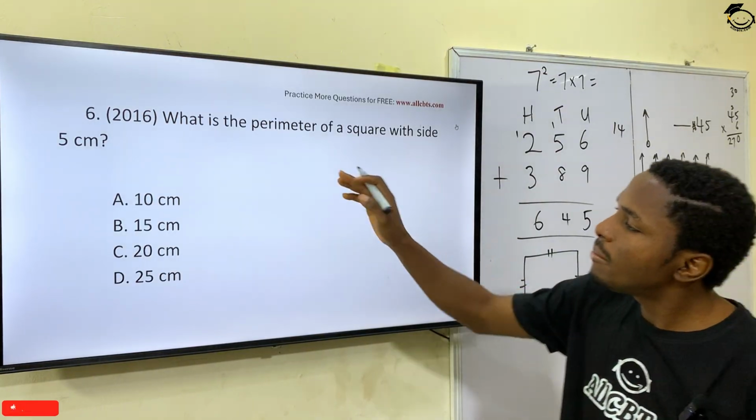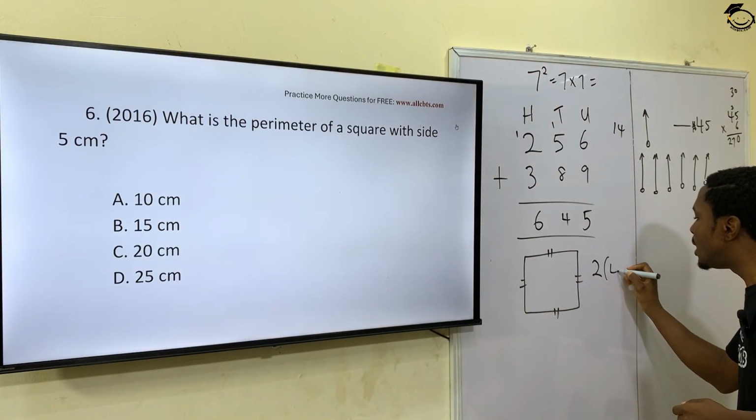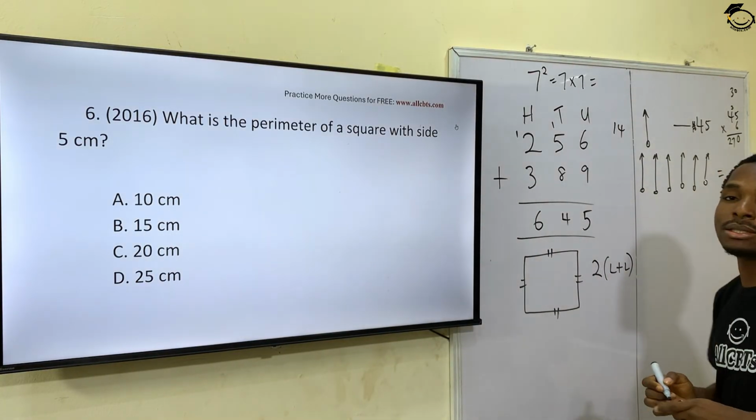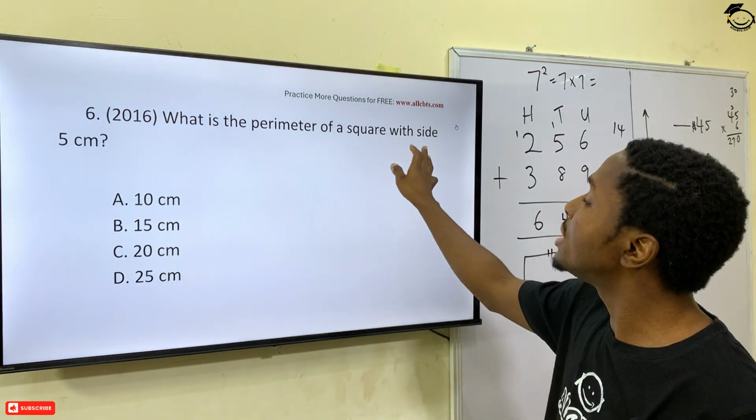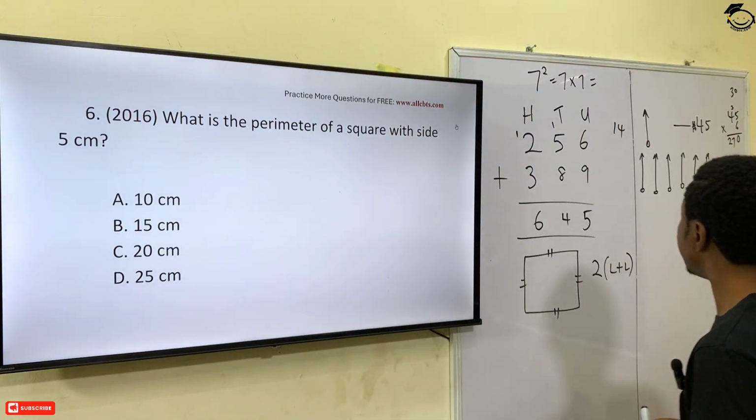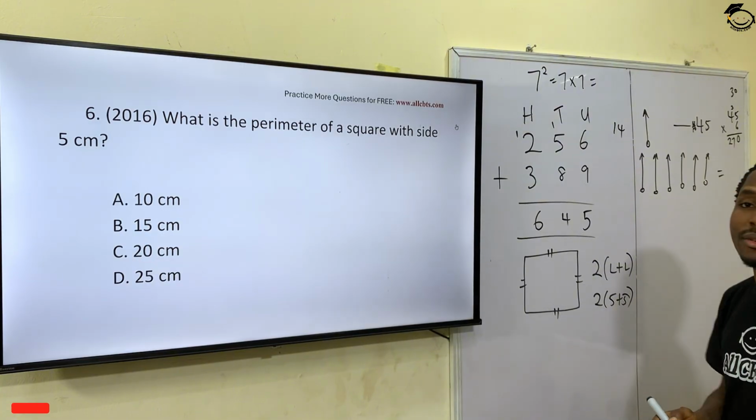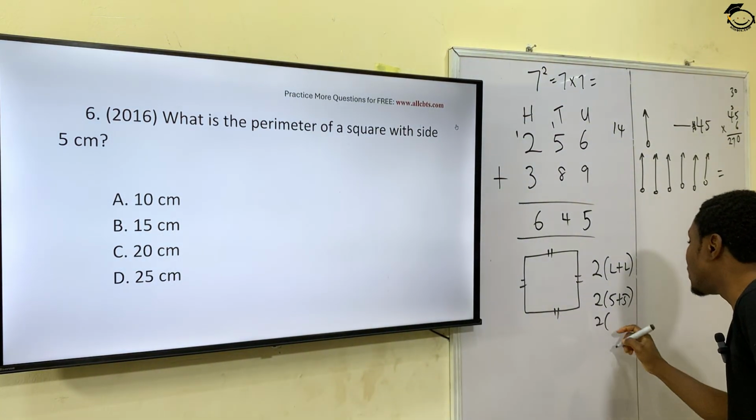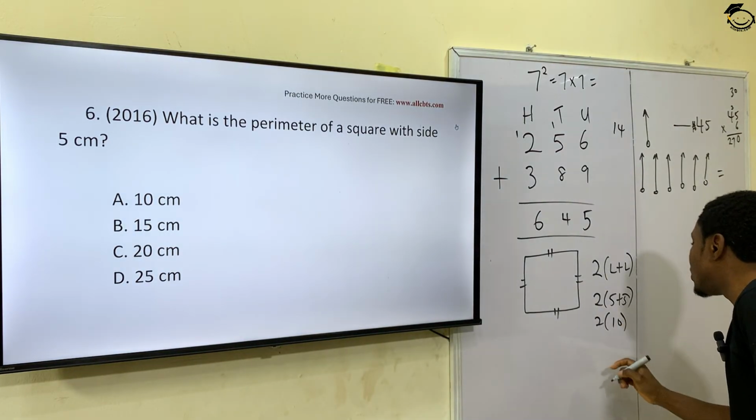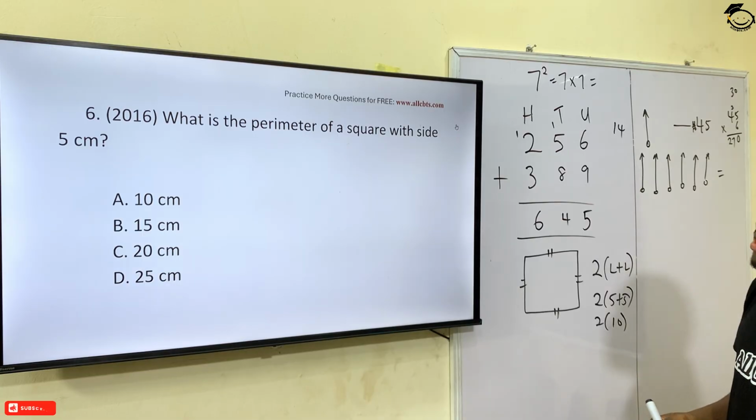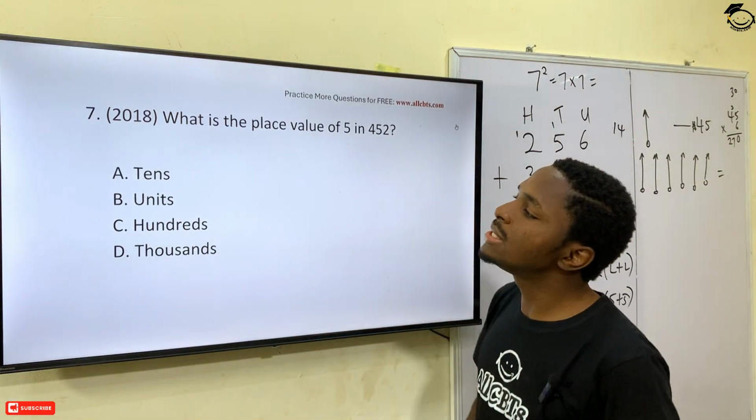But the formula for calculating the perimeter of a square is what? 2 length plus length. Alright, so it says the side of the square is what? 5 centimeters. So you can equally say 2 times (5 plus 5). Right? So what is in the bracket, following the rule of BODMAS, is 10. 2 times 10 will give you what? 20. So 20 centimeters.